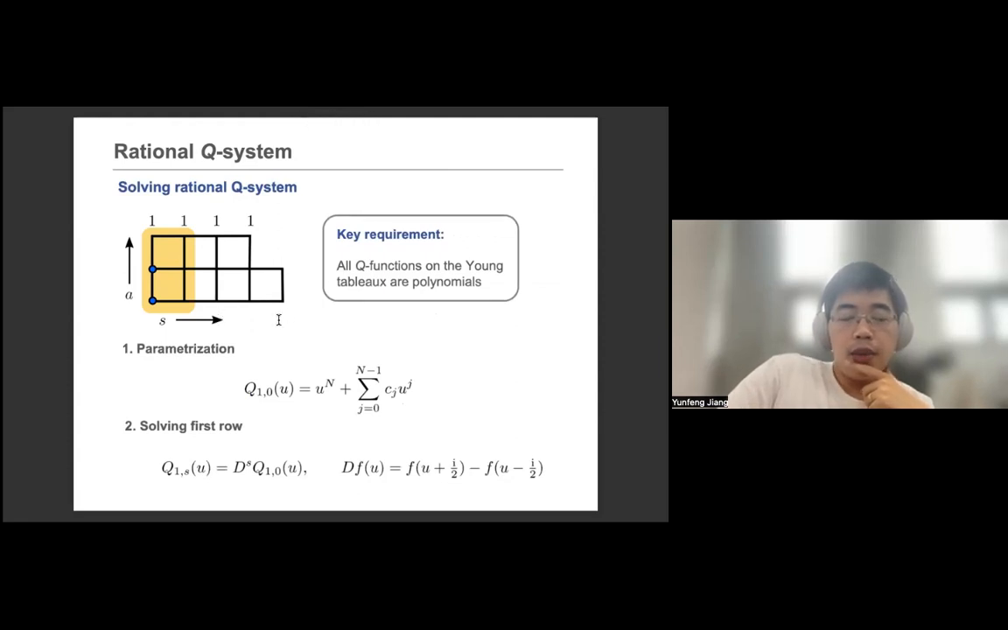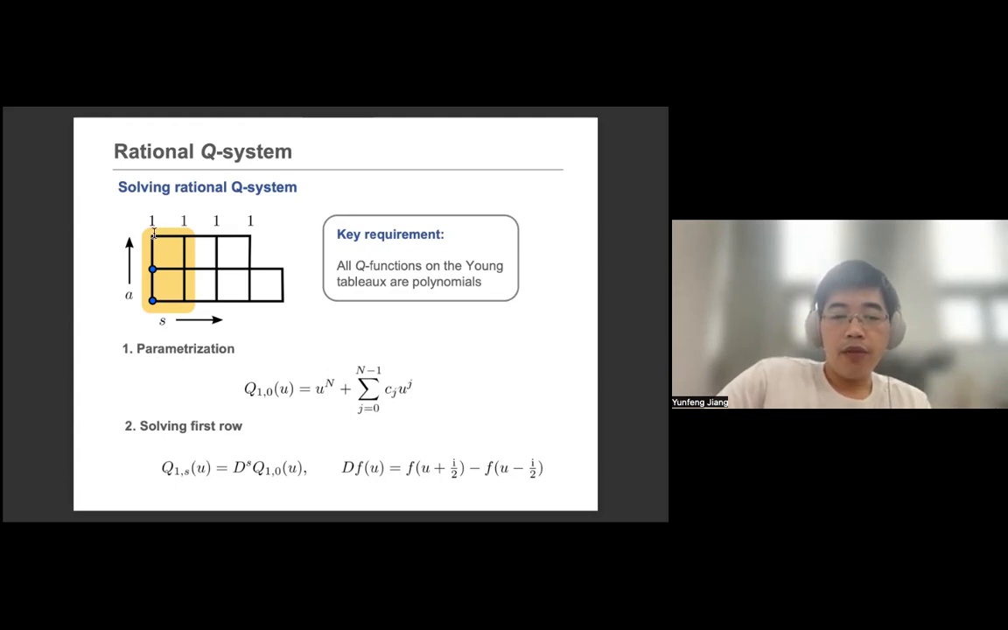And now, what are the steps to solve the Q-system? We already fixed the boundary Qs in the upper boundary and the left boundary. Then we parameterize Q_{10}, which we want to find the zeros of, because its zeros correspond to the Bethe roots. We parameterize it as a polynomial with some parameters c_j.